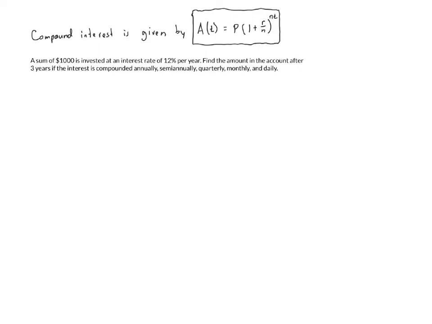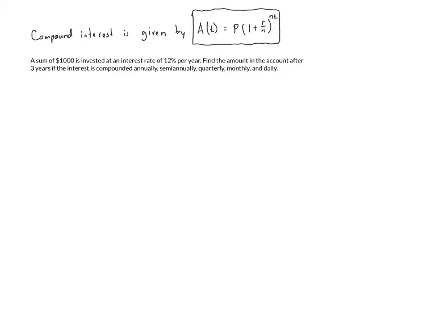In the last video, we developed the formula for compound interest, which is given by A of t equals P, the principal, times 1 plus r over n, the annual interest rate divided by the number of compounding periods per year, all to the nt power, where t is the number of years, the amount of time that the money is invested.